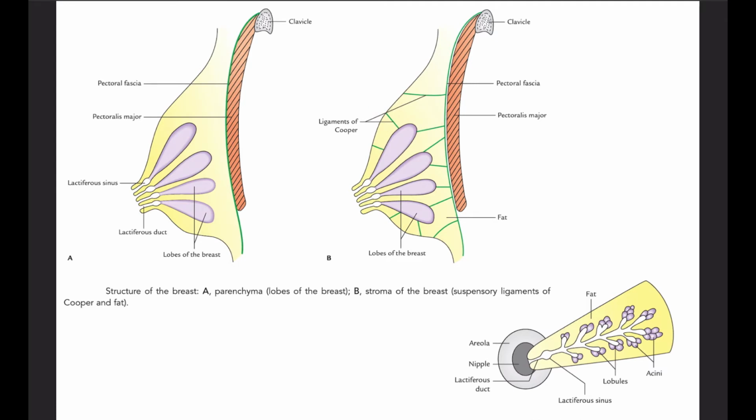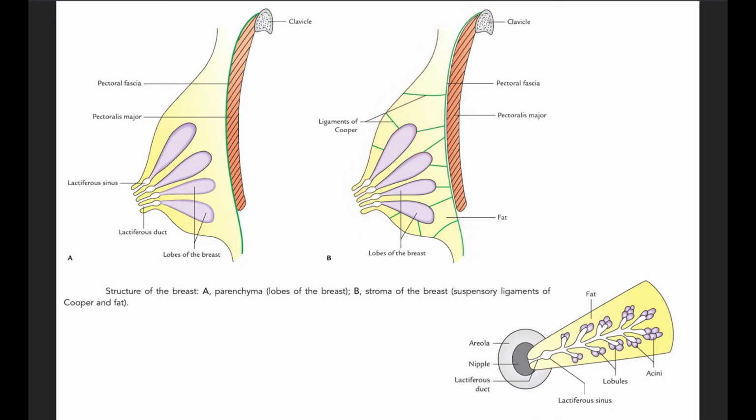These suspensory ligaments of Cooper are arranged in a radial fashion. They connect the dermis of the overlying skin to the ducts of the breast and the pectoralis fascia.